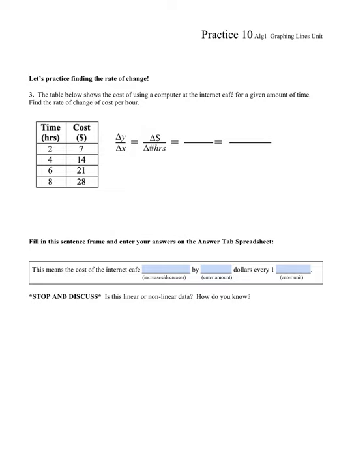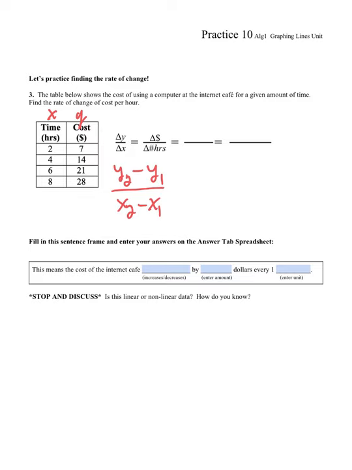Now, for example 3, we're going to look at how slope can help us find the rate of change. The table below shows the cost of using a computer at the internet cafe for a given amount of time. Find the rate of change per hour. So we're going to use the formula y sub 2 minus y sub 1 over x sub 2 minus x sub 1. The time is our x, the cost is our y, right?